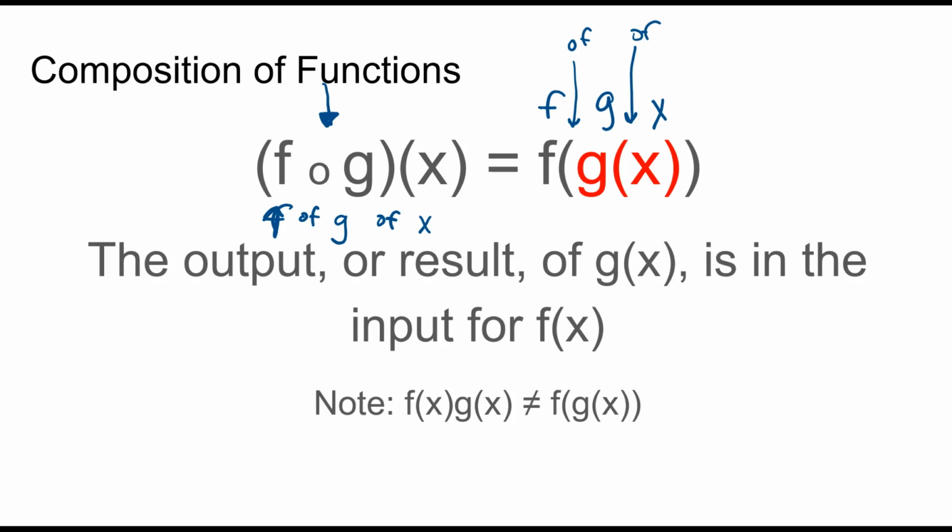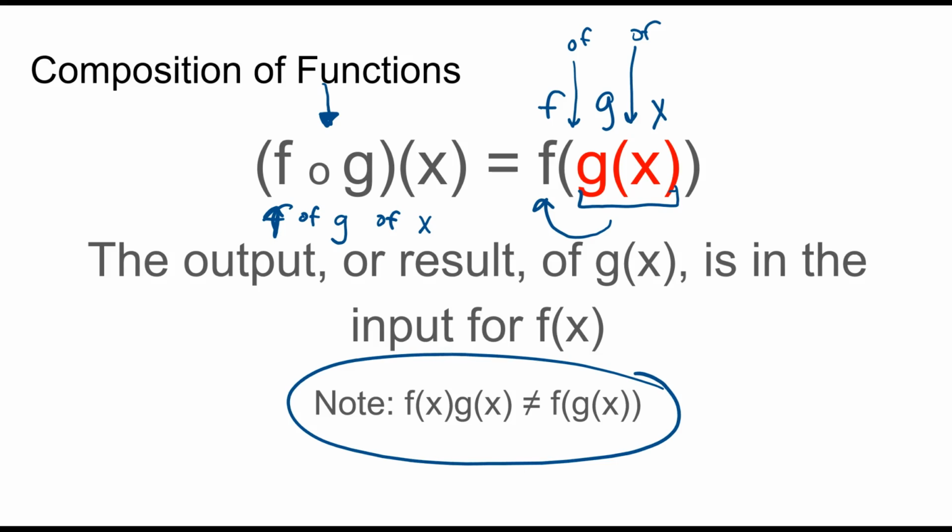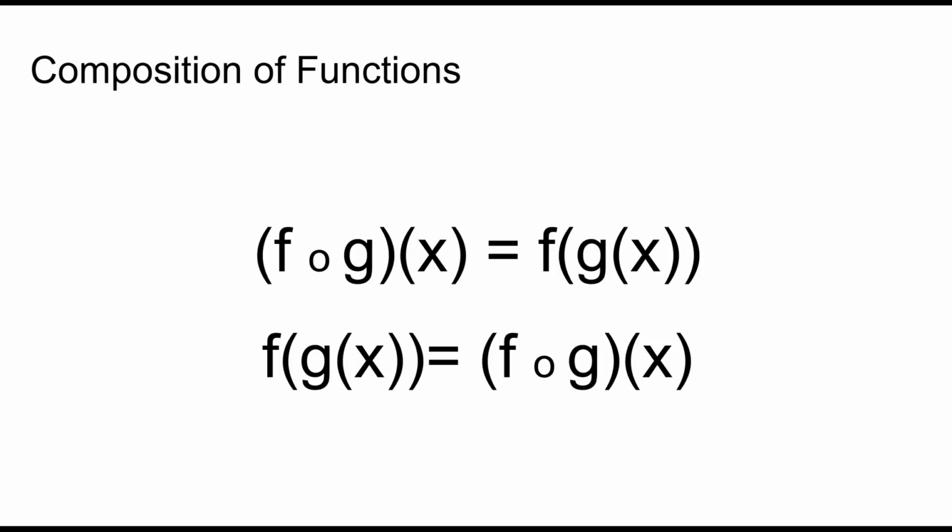The output, or the result of g of x, whatever goes here, gets put into there. So we deal with it from the inside out. This is super important. This is not the same as multiplication. The common mistake here is to assume that we're just multiplying, but we're actually putting one function inside of the other function. The notation can change, and f of g of x is the same as this notation over here.